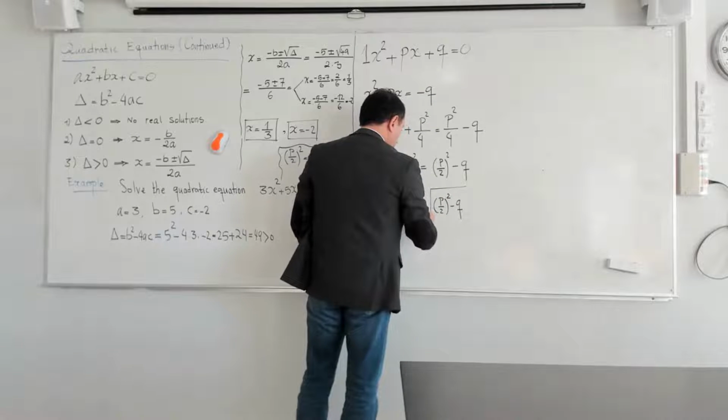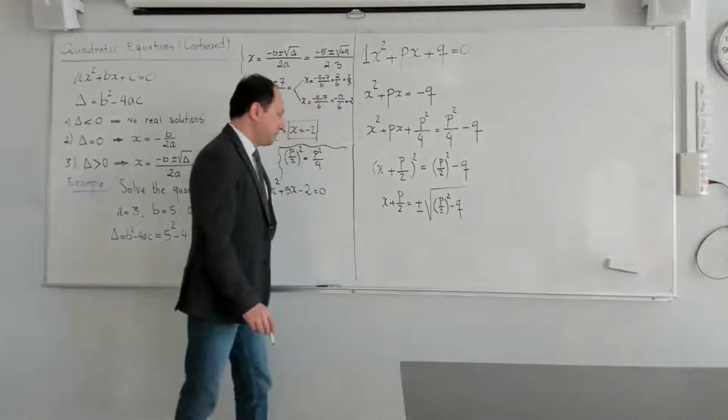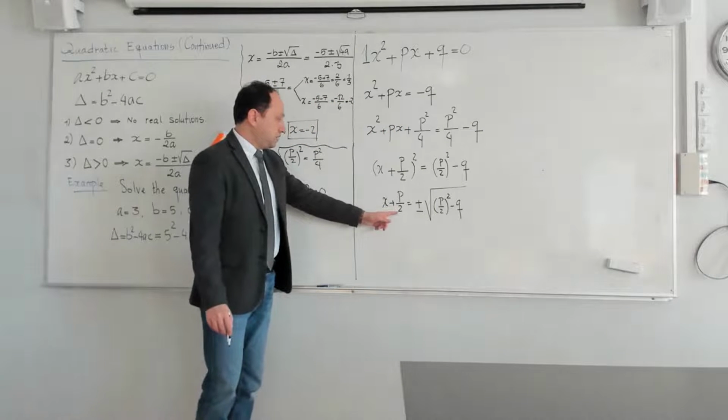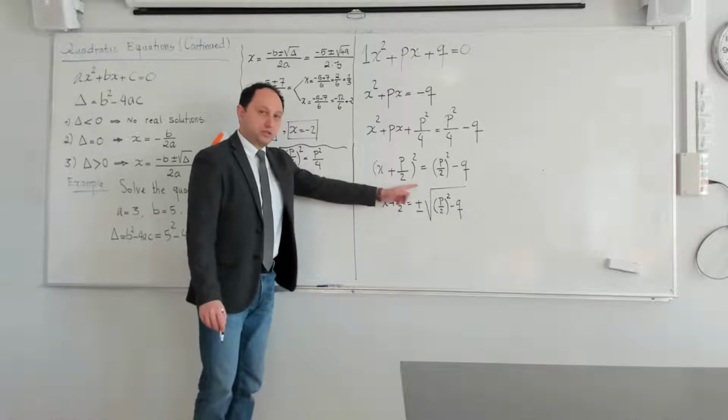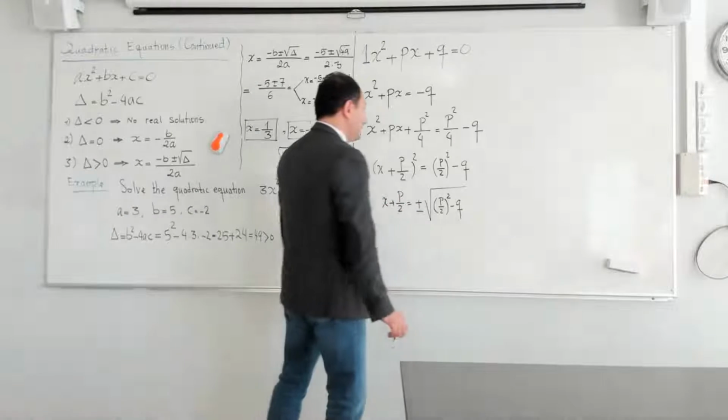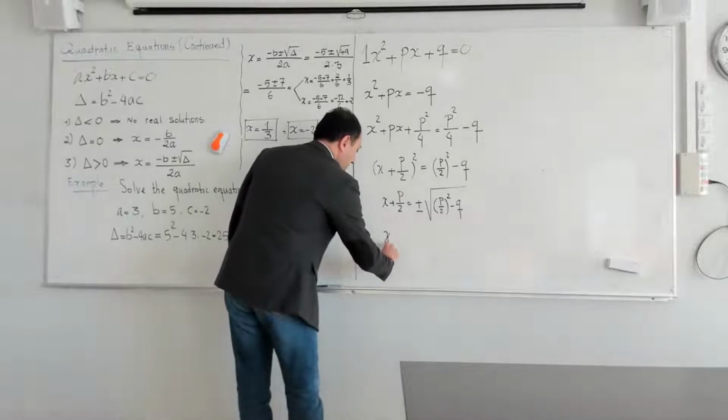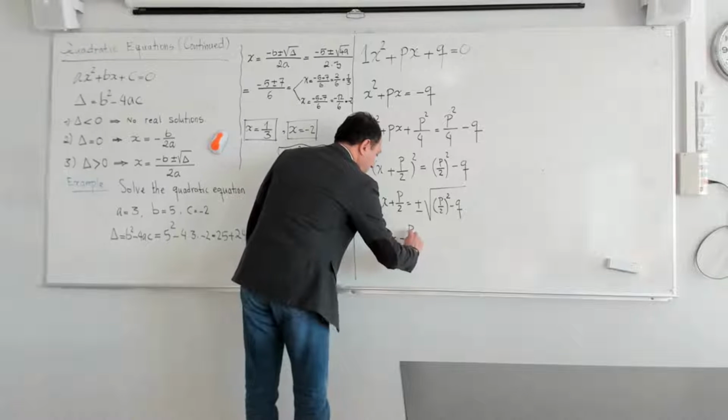But I need to remember to put plus and minus. And then finally, I move this minus p over 2 to the right. It becomes negative p over 2. And then I would write the formula here for you. So this is the PQ formula.